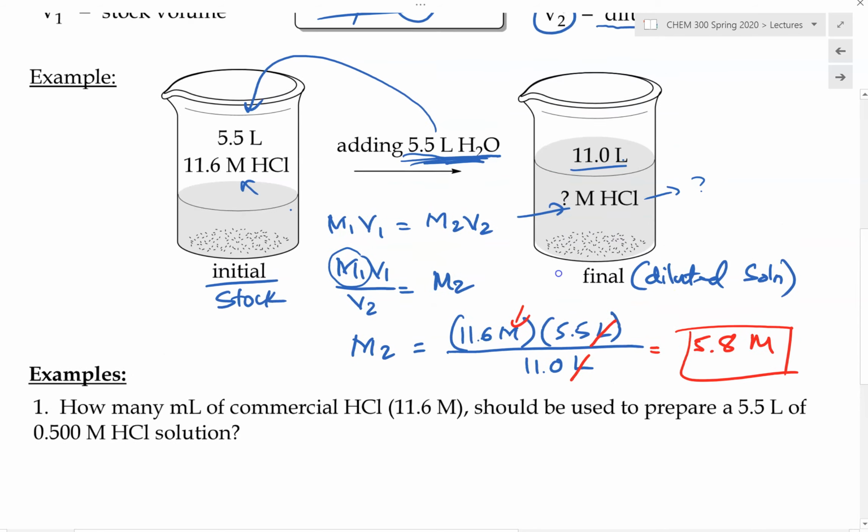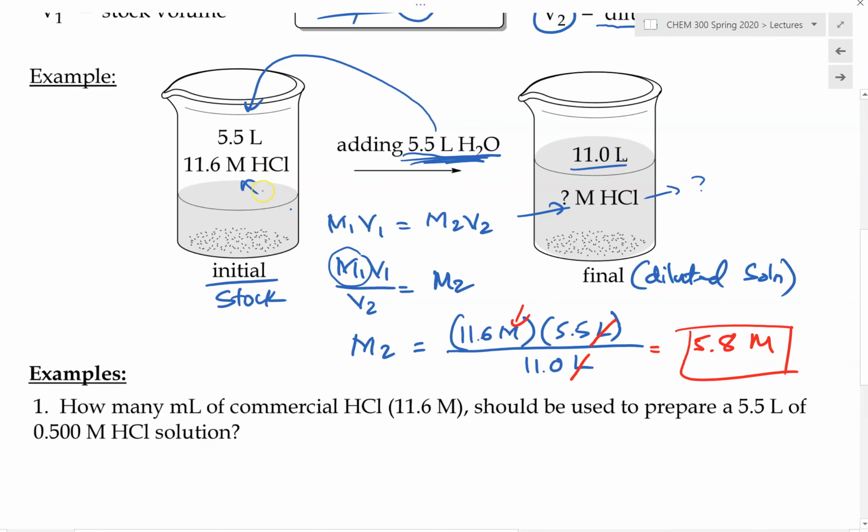And that makes sense because if we were to now double the volume of this solution, its concentration would become half diluted. So it would be changed from 11.6 to now 5.8 molar. And that is how we would be able to calculate the molarity of a diluted solution.